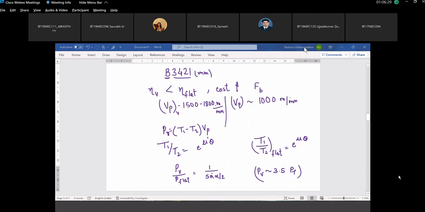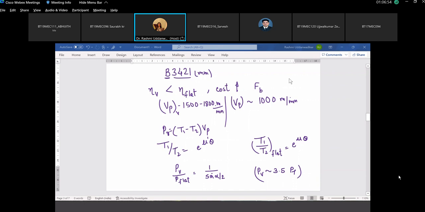Yes, please. Saurabh, do you have any doubts? Yes, ma'am. I have a doubt: why is the efficiency of V belt less than flat belt? It is not clear. Why is the efficiency less?